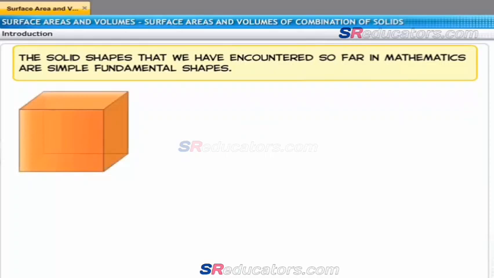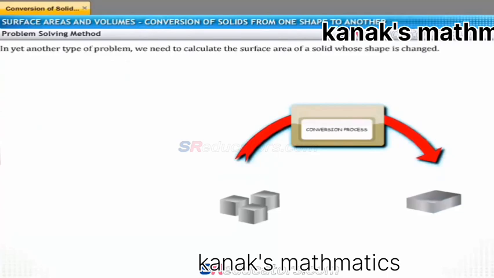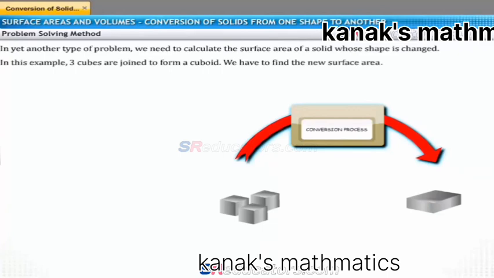Yet another type of problem that we may be asked to solve is if the shape of an object is changed, we have to determine the resulting surface area. For the example on the screen, we convert 3 equal cubes of side 2 cm to a 6 × 2 × 2 cm cuboid. We are asked to find the total surface area of the cuboid.